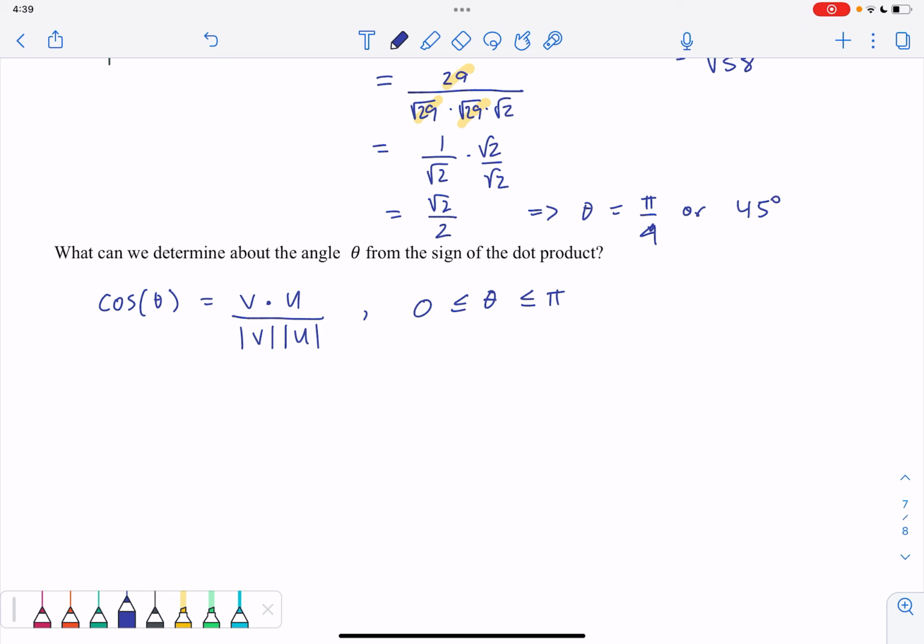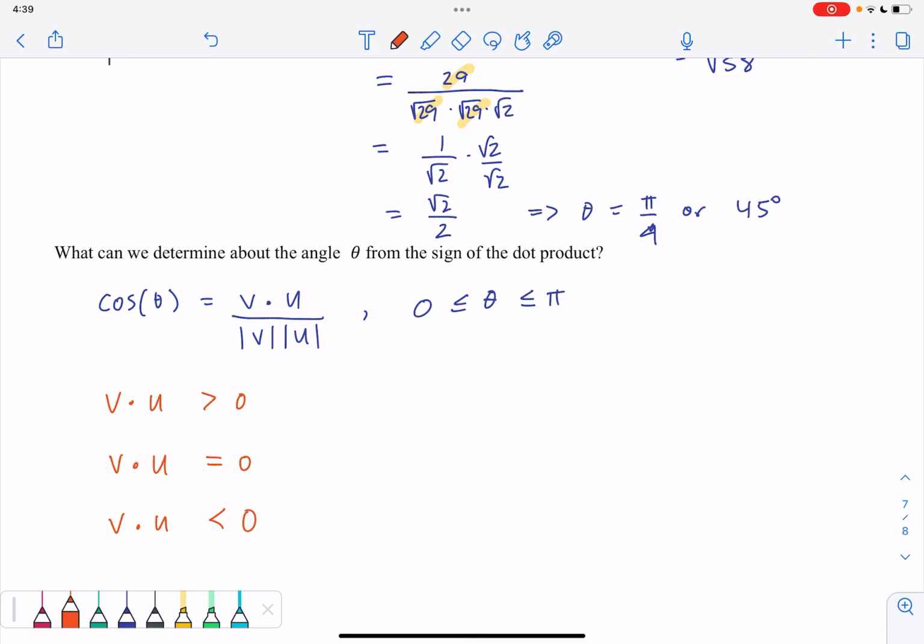The magnitudes of v and u are always positive, so they're not going to affect the sign of the right side. So I really want to think about the sign of the dot product. Just from this equation, I'm going to have three cases. I'm going to have v dot u greater than 0, v dot u, the dot product, equal to 0, and v dot u less than 0.